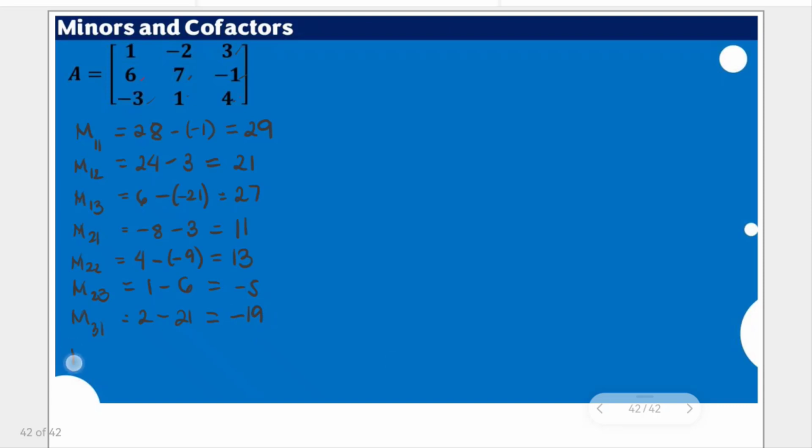Next, minor of 3, 2. So remove this 3 and that here. So you have 1, negative 1, 6, and 3. So 1 times negative 1 is negative 1. Minus 6 times 3 is 18. So you will get negative 19 as well.